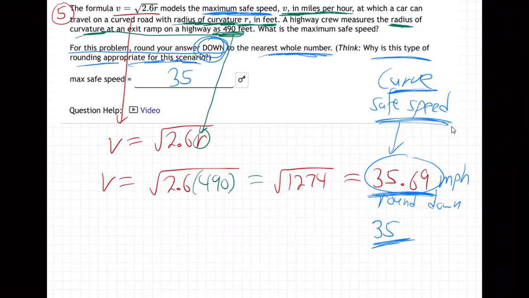So do you see why we would want to round down in this situation? That makes sense, doesn't it? So that's why they tell us to round down. So the maximum safe speed around that curve would be 35 miles an hour.